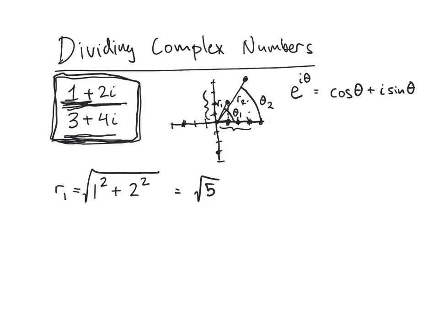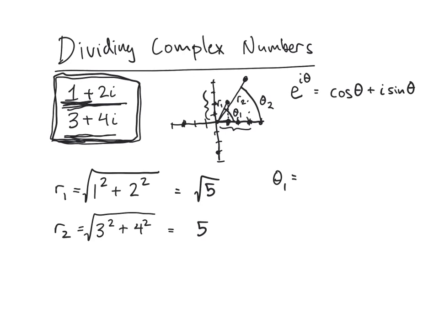That's our R1. And then our R2 for the denominator is just the square root of 3 squared plus 4 squared, and this happens to equal 5. Okay, next we need to get the angles, and there's a couple different ways to do this, but my favorite way is to get the arctangent.